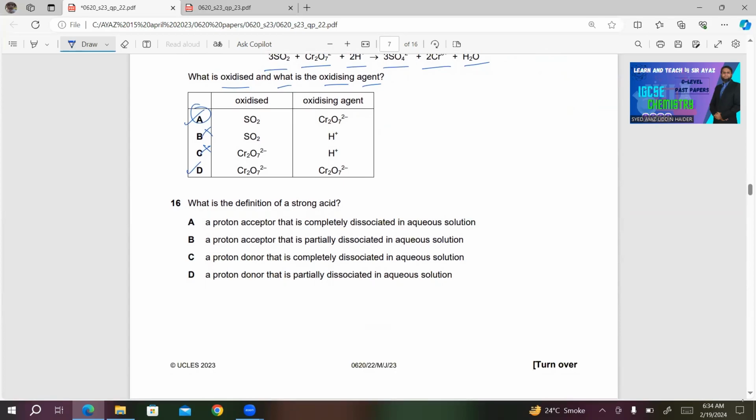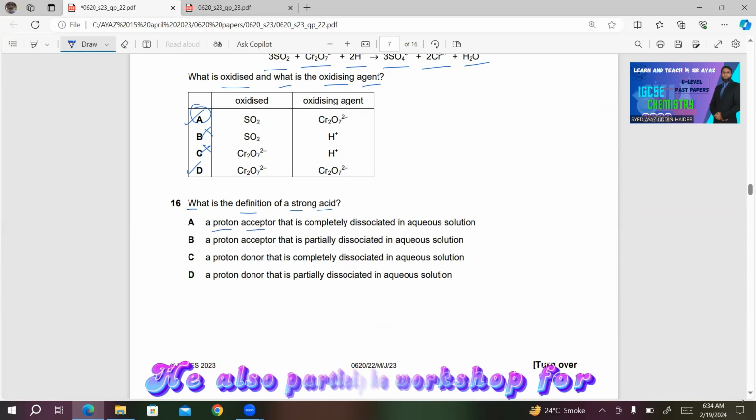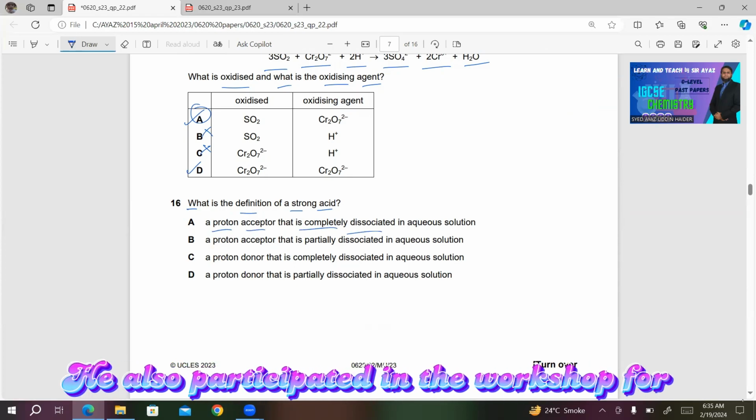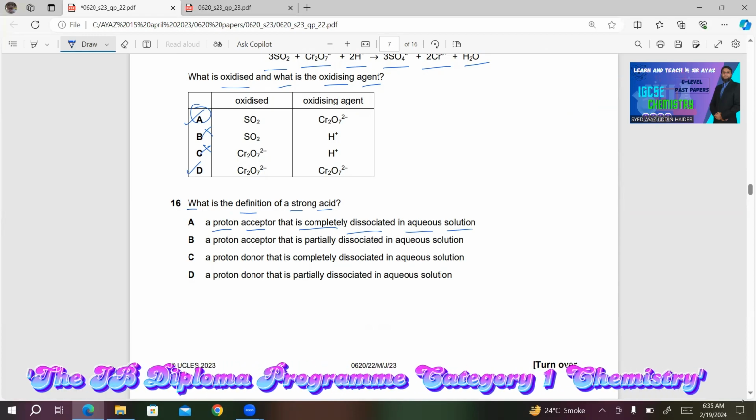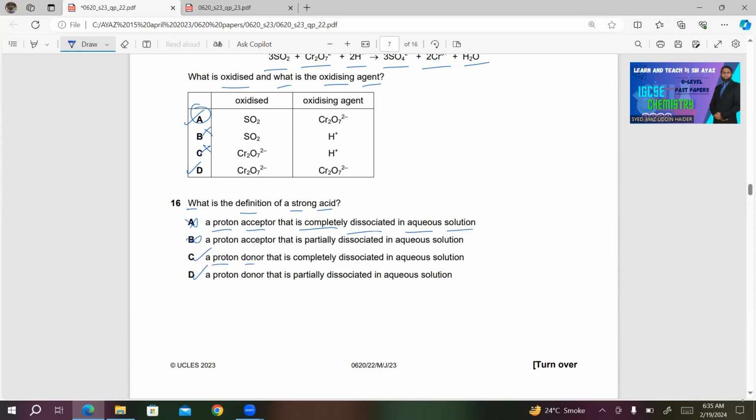Number 16, what is the definition of a strong acid? A proton acceptor that is completely dissociated in aqueous solution. Remember, an acid is not a proton acceptor, it's a proton donor. So either C is correct or D is correct. Both A and B are incorrect. So C, a proton donor that is completely dissociated in aqueous solution. This is correct because a strong acid completely dissociates in aqueous solution.